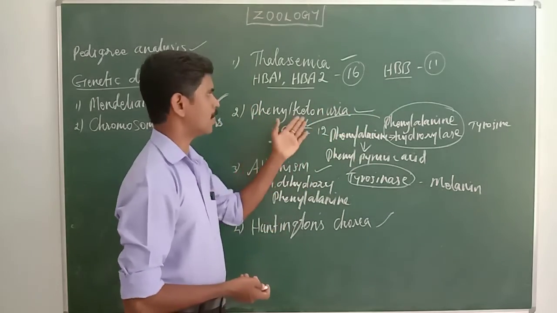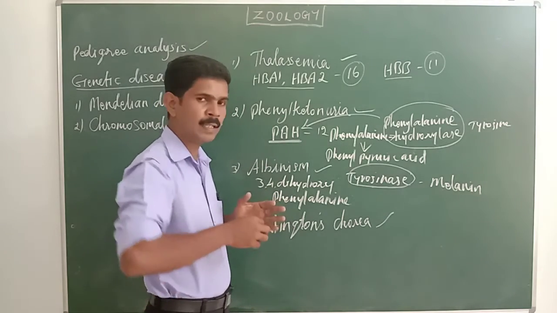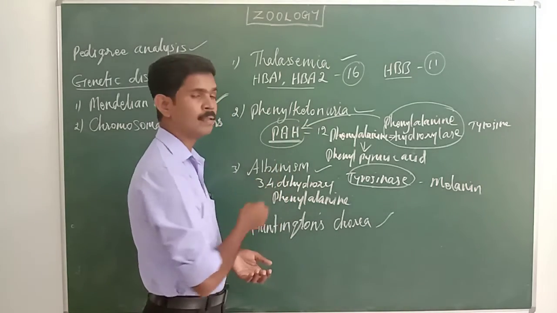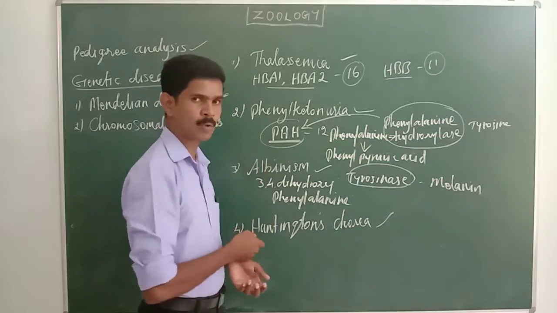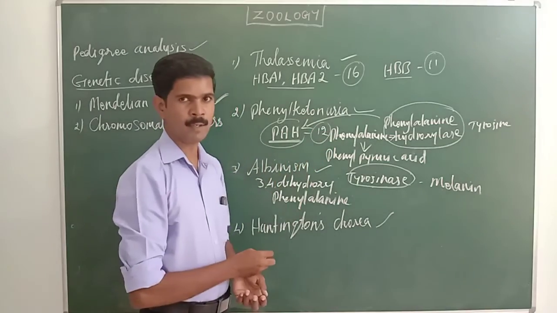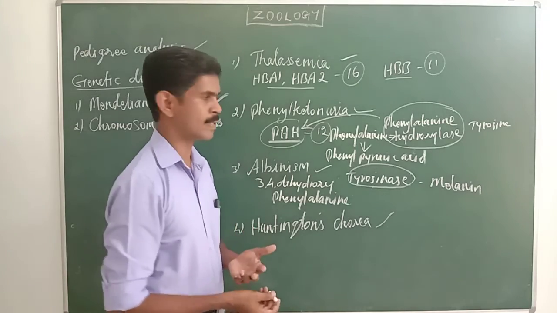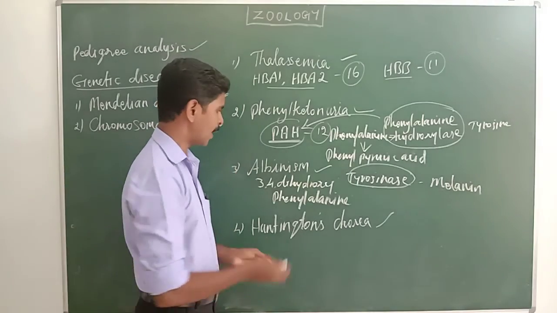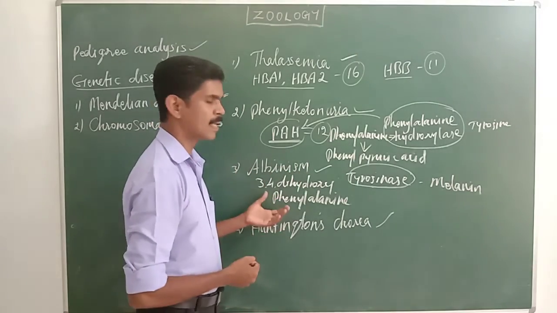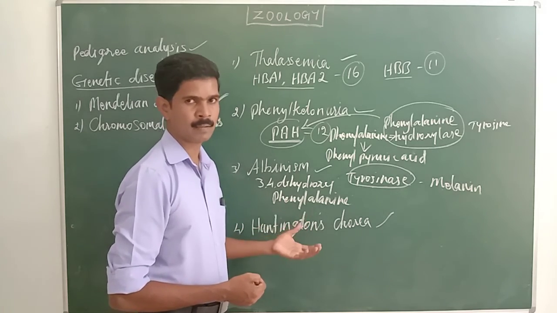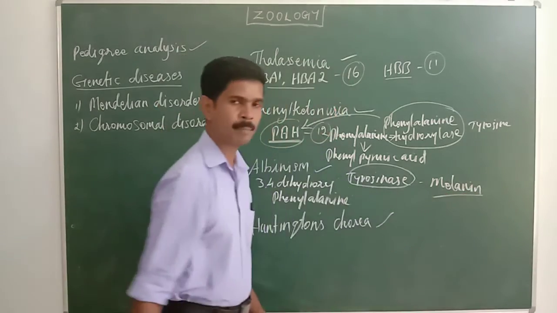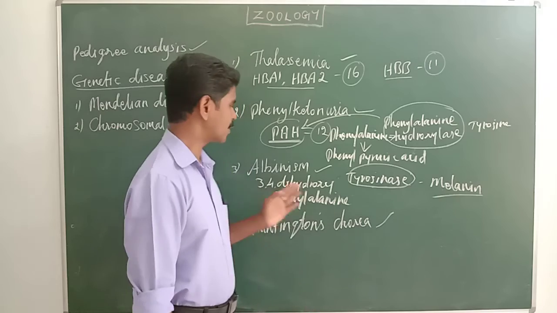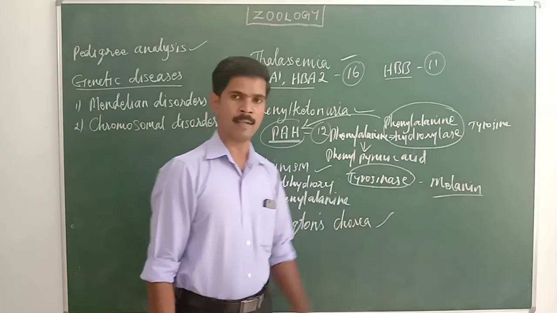Then phenylketonuria: the gene controlling phenylketonuria is called the PAH gene, a 1 mark question. In which chromosome is this PAH gene located? Chromosome number 12. This gene controls the production of the enzyme phenylalanine hydroxylase. Like that, many 1 mark questions are there in phenylketonuria. And next, albinism. What is the reason for the color of our body? Melanin pigment. And what is the use of the tyrosinase enzyme? Converting 3,4-dihydroxyphenylalanine into melanin. 1 mark question.